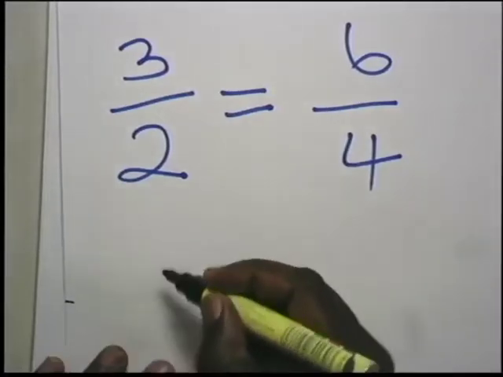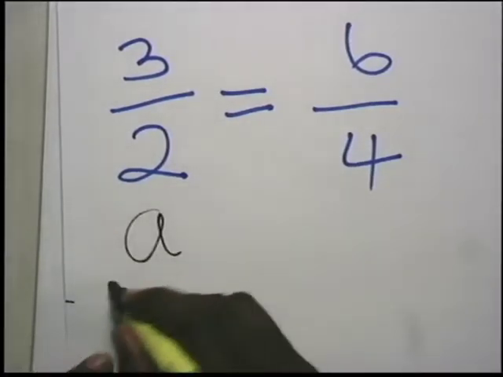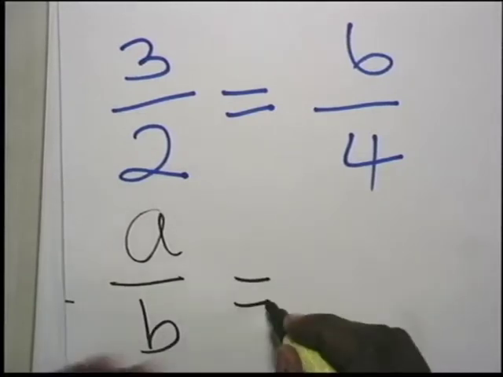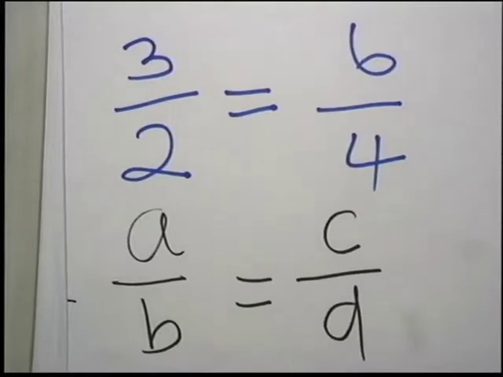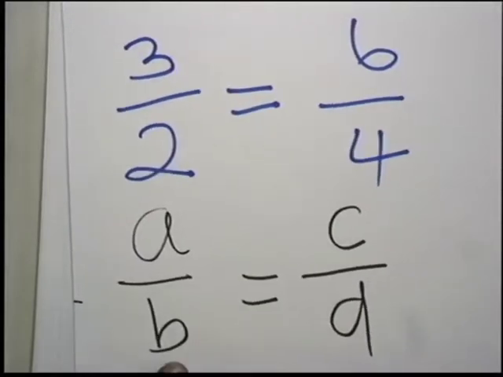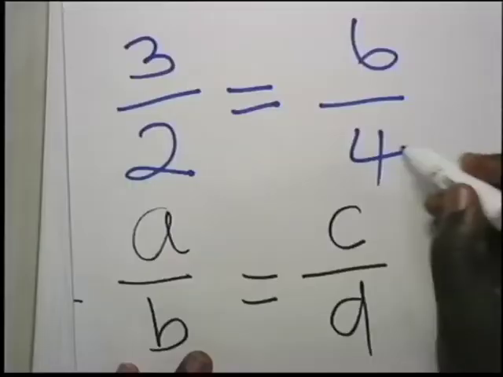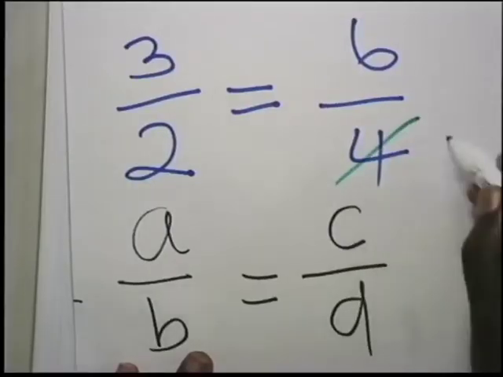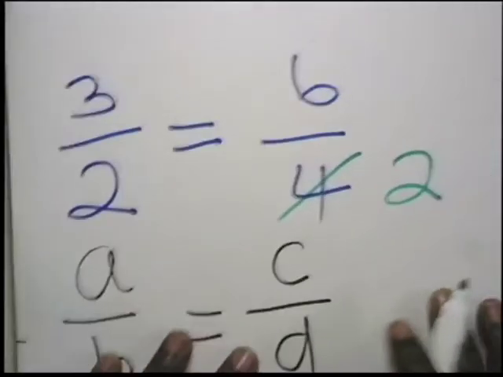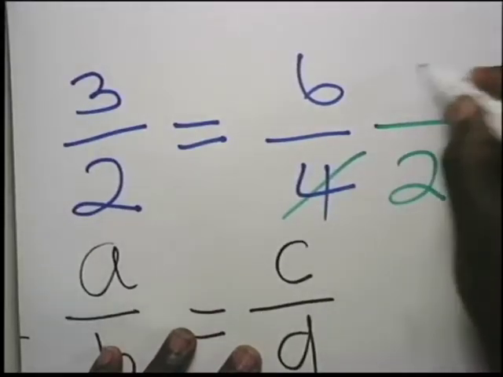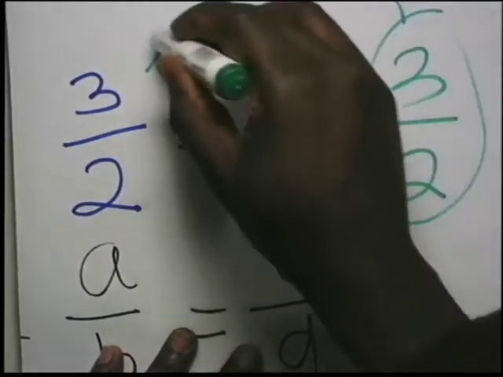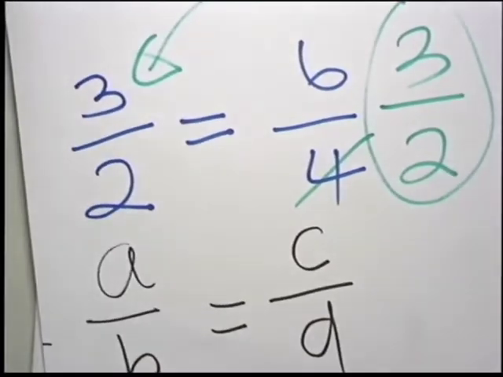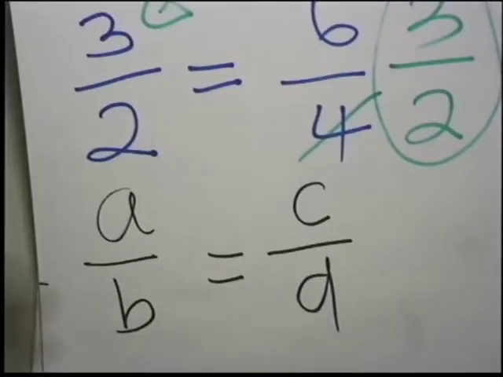If we say A over B is equal to C over D, it's the same thing, okay? Now, in which way is it the same? It is the same because we can simplify the right-hand side by dividing the denominator by 2, we'll get 2, and dividing the numerator by 2, we'll get 3. And you'd find that this is the same as that.